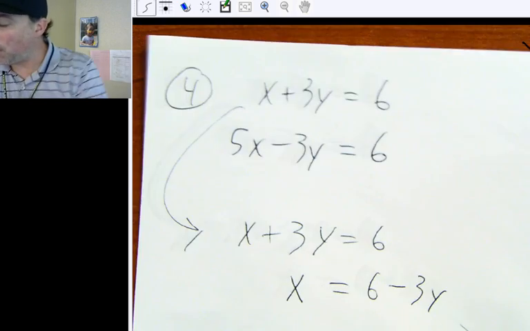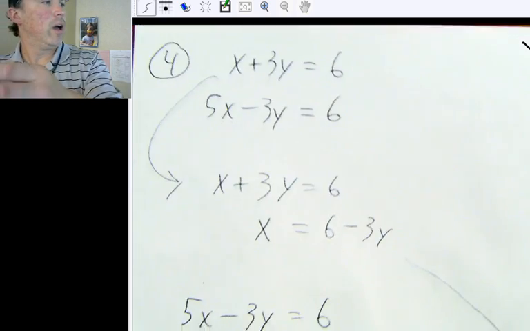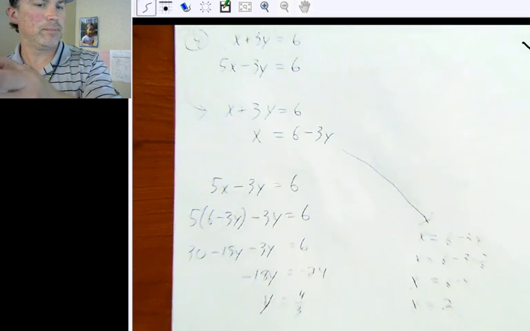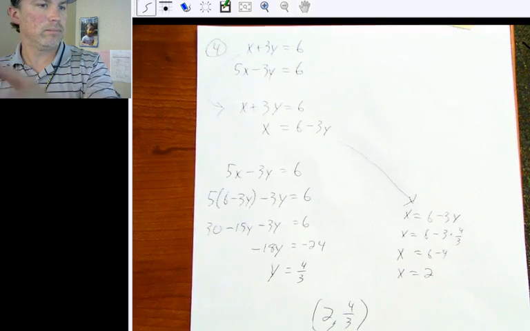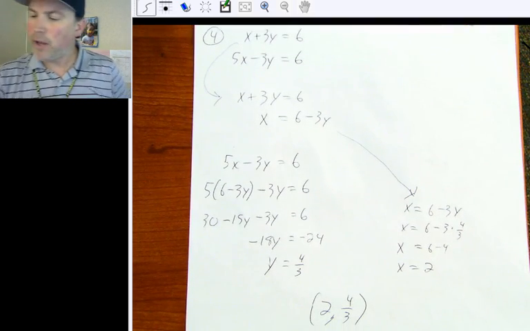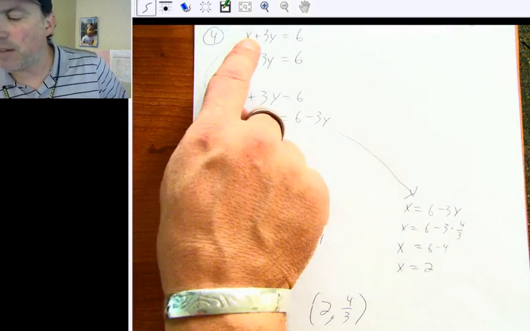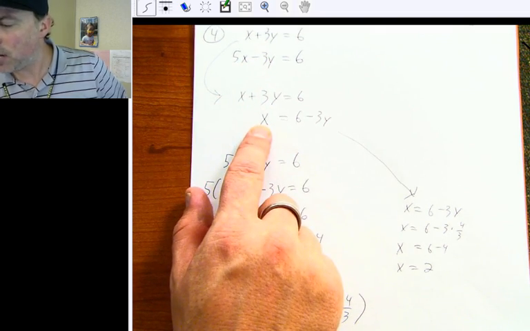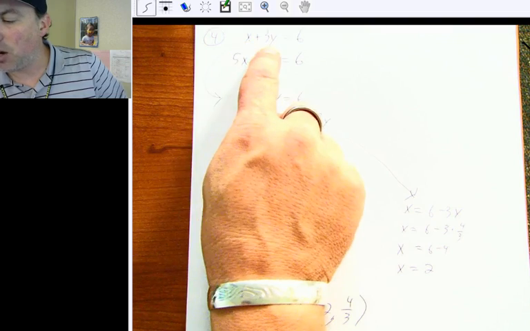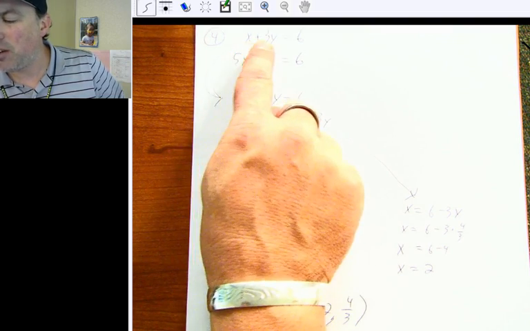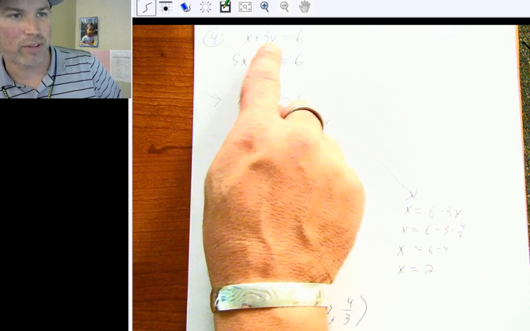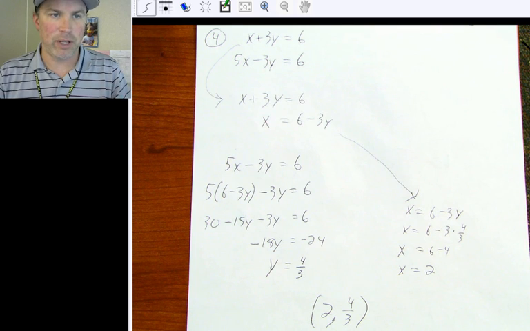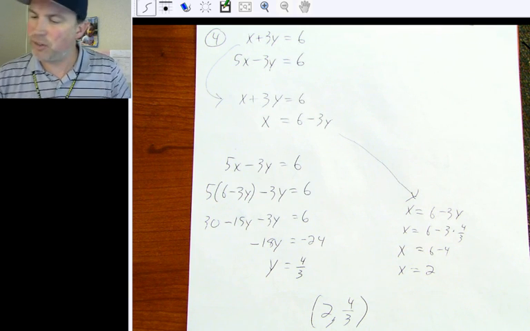All right, here's my work. Okay, I chose using the first equation and solving for x. And the reason I chose that is that it was the only variable in here that didn't have a number in front of it. So it's the least amount of work to use for the substitution.